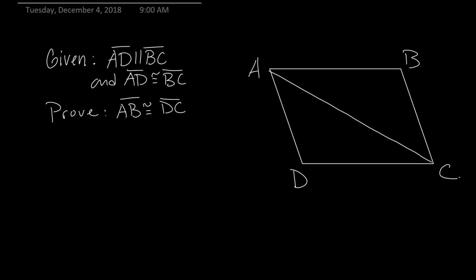So, like we said, we're going to mark up the picture. How do I mark AD parallel to BC? Arrows. You put arrows on AD and BC. Then AD is also congruent to BC, so I'm going to put tick marks. These are two separate things.